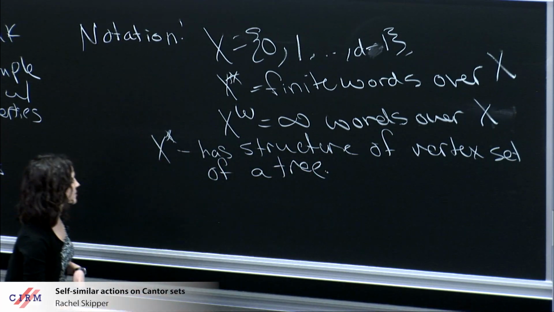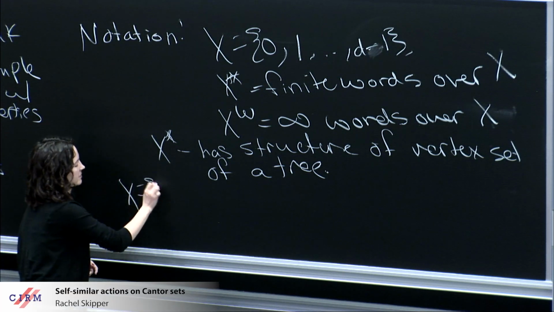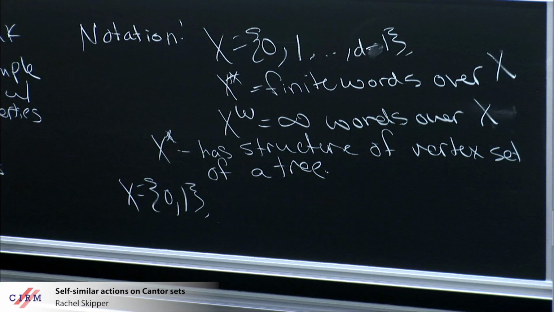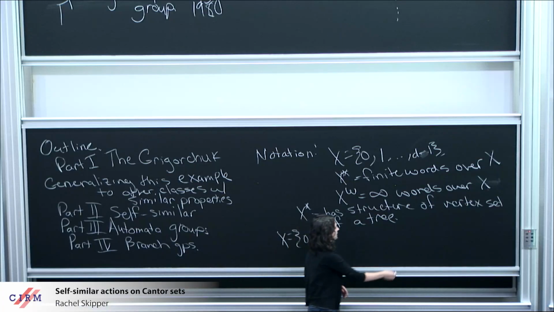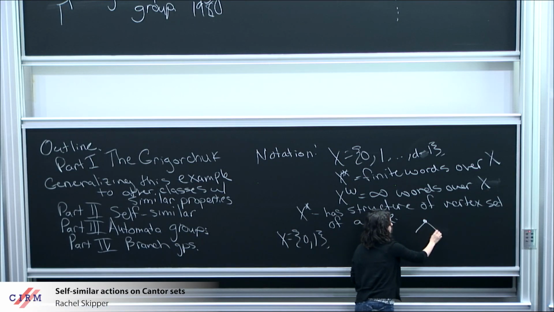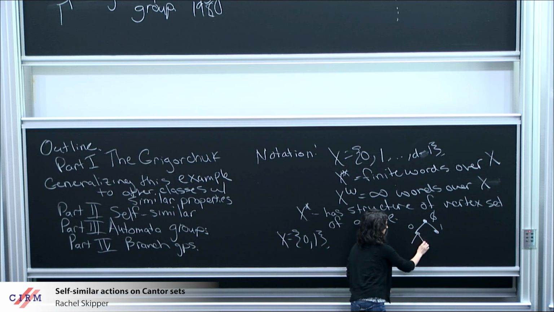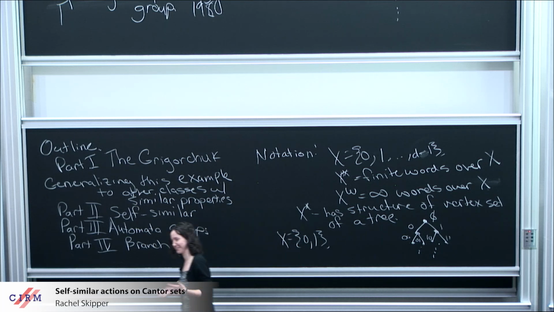So the picture to have in mind, and usually in most of our examples, I'll actually draw binary trees. So if X equals {0, 1}, then the empty word gives my root. I have words of length 1 giving my first level of the tree, length 2: 00, 01, 10, 11, and so on and so forth. So this is the picture to have in mind with these things.